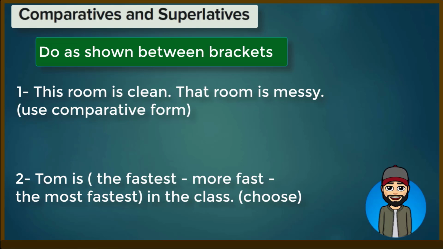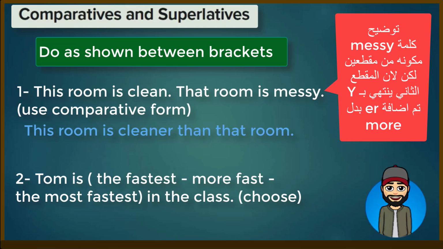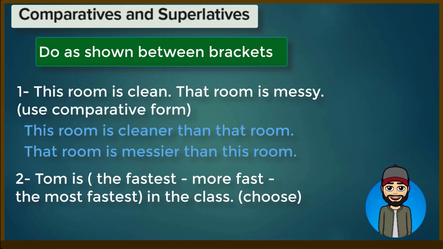Choose. What's the answer for number 1? ما هي إجابة رقم 1؟ Very good. This room is cleaner than that room. Or you can say, that room is messier than this room. Now number 2, what do you choose? رقم 2، ماذا تختار؟ Very good. Tom is the fastest. Because you're comparing between Tom and the whole class. لأنك تقارن الآن ما بين توم والفصل كامل.